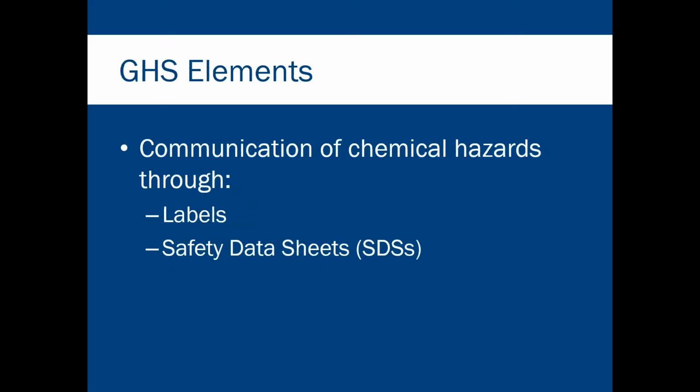While the first GHS element was to classify the hazards, the second element is how to communicate these hazards. And we're going to communicate this through labels and safety data sheets.